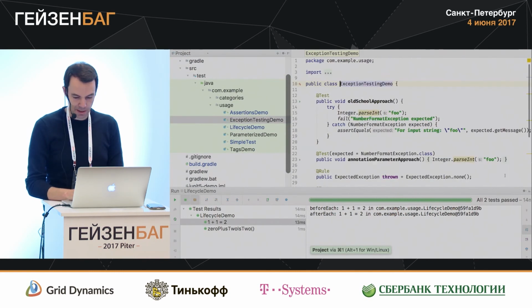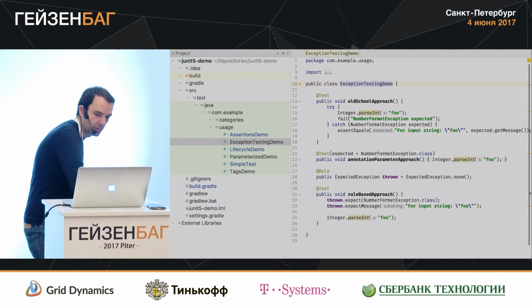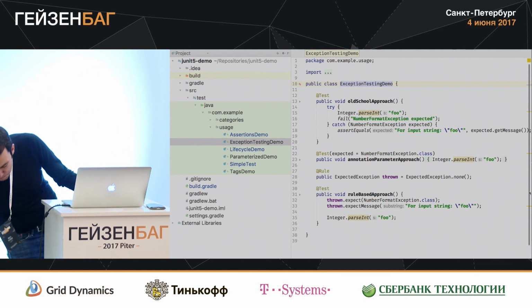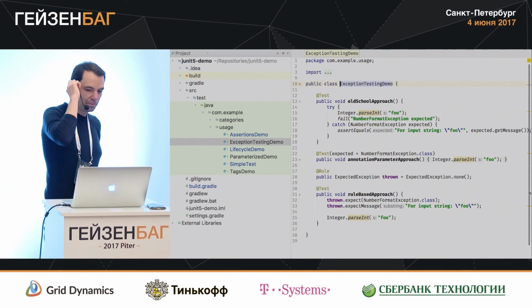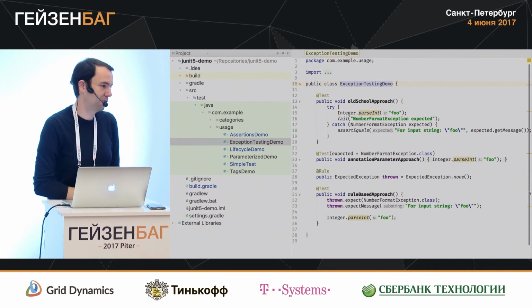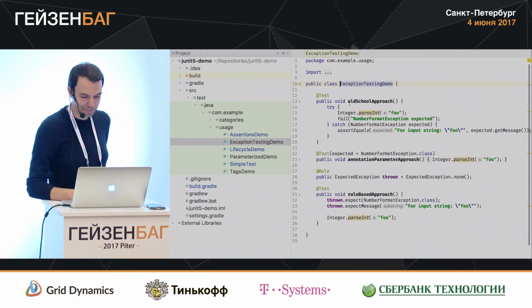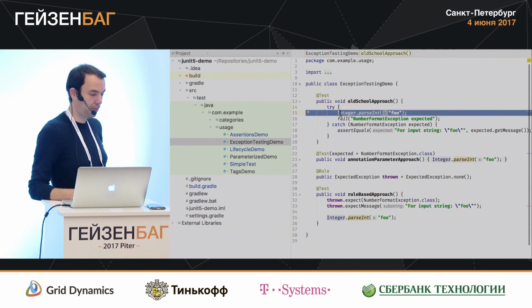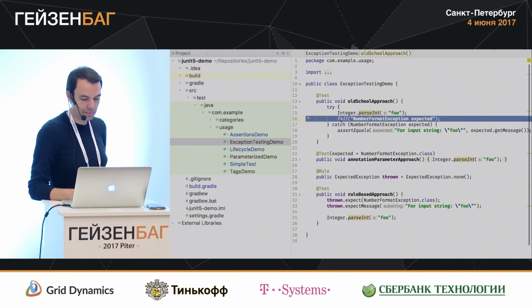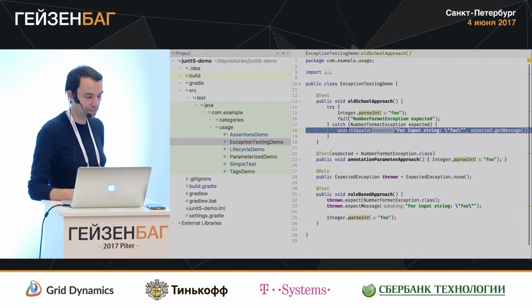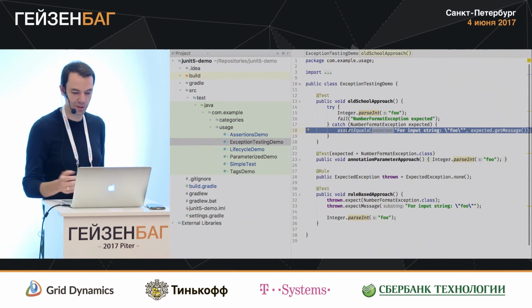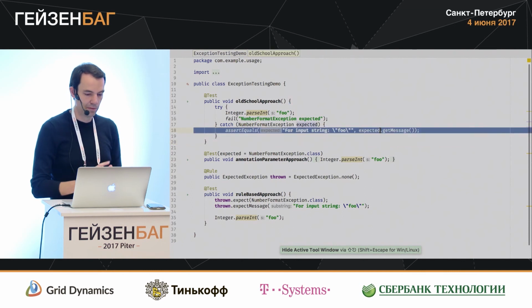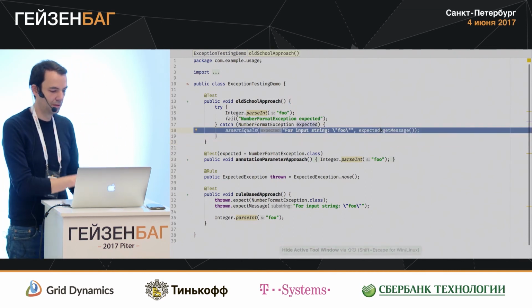What else do we have? Exception testing. So in JUnit 4, there are actually 3 ways to test for exceptions. There's the old school approach here, where you just write a try-catch. In case your code does not throw an exception, you fail the test manually. In case it does, you catch it, and you can assert something about the exception. For example, in this case, we check for the exception message to be some certain string.